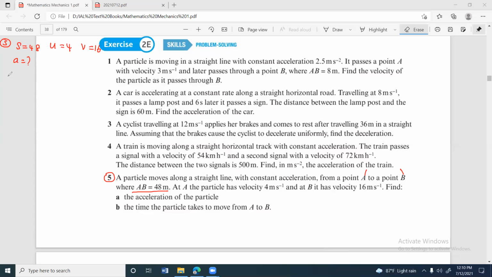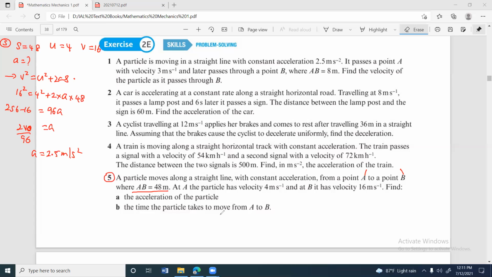So you can apply v squared equals u squared plus 2as. 16 squared equals 4 squared plus 2 into a into s, and s is 48. With this you can write 256 minus 16 equals 96a. So a equals 240 divided by 96, which is 2.5. a is 2.5 meters per square second. Let's work it out and see. Yes, 2.5.